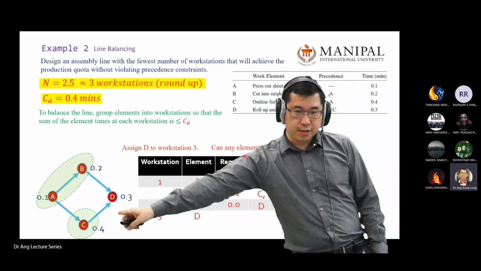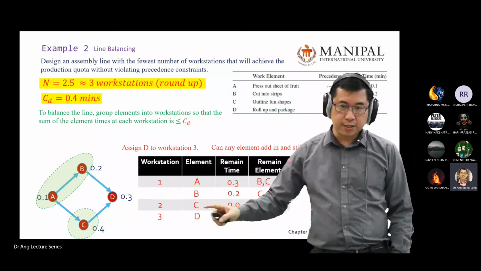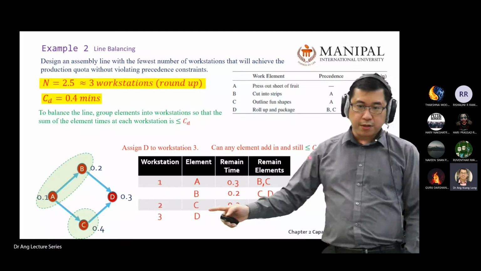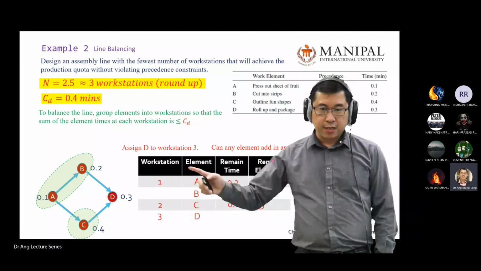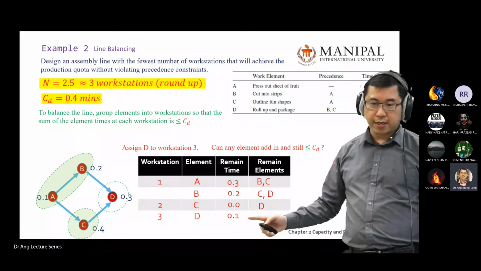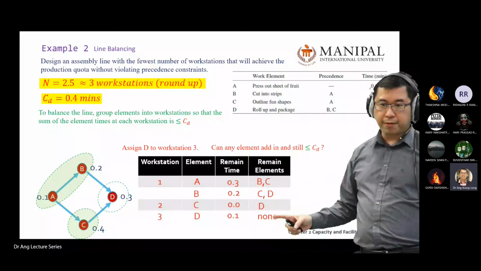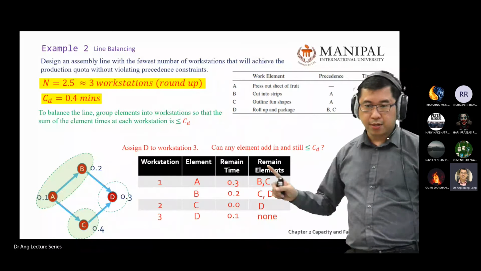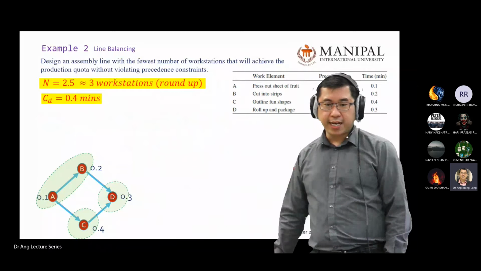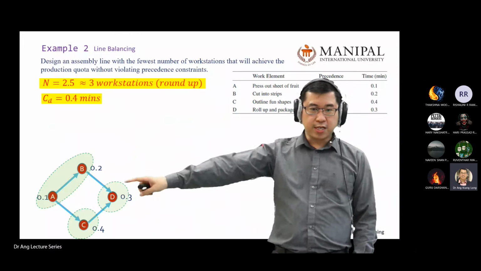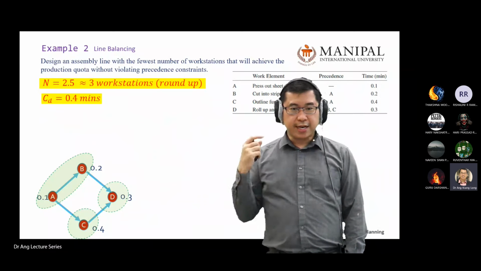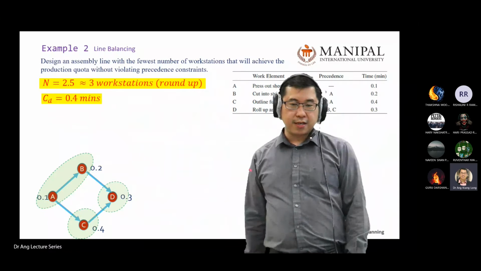So you circle the station, become one station. Then you go for station 3, remaining D. So you put D as a workstation. The design time is 0.4, the remaining time is 0.1. Then there will be no more remaining element. You stop the process. And then you circle just to identify the workstation. So this is the workstation that you can work on. You have 3 workstations that can meet the desired cycle time.